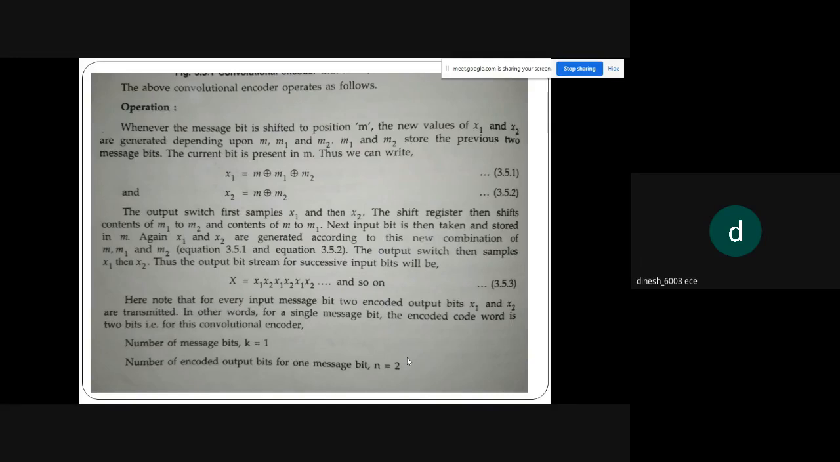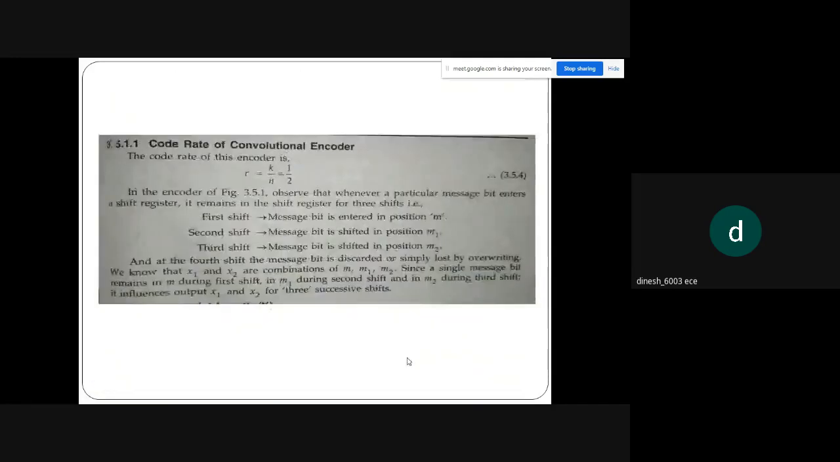So the operation is that x1 is equal to M, M1, M2 modulo 2 addition, and x2 is M and M2 modulo 2 addition. Okay. So this is your convolutional encoder's diagram.